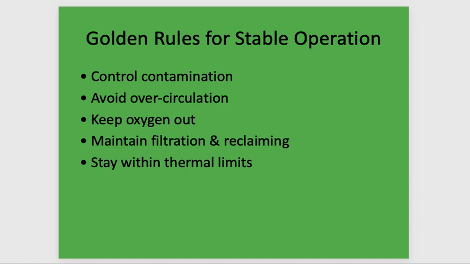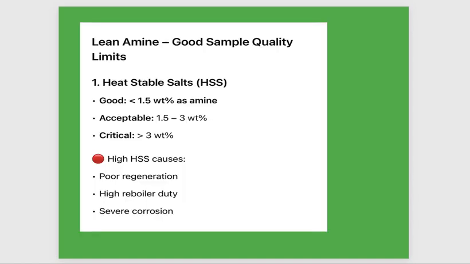Okay. Finally, I want to give you some guides, for the heat stable salt for example. What is the margin? If you are more than 3 weight percent, you are critical. If you are between 1.5 and 3 weight percent, it's acceptable, but better to be lower than 1.5 weight percent heat stable salt. High heat stable salt causes poor regeneration, high reboiler duty, and severe corrosion.